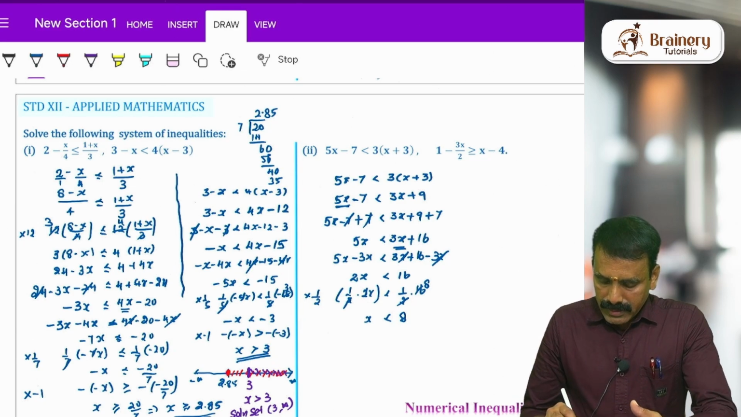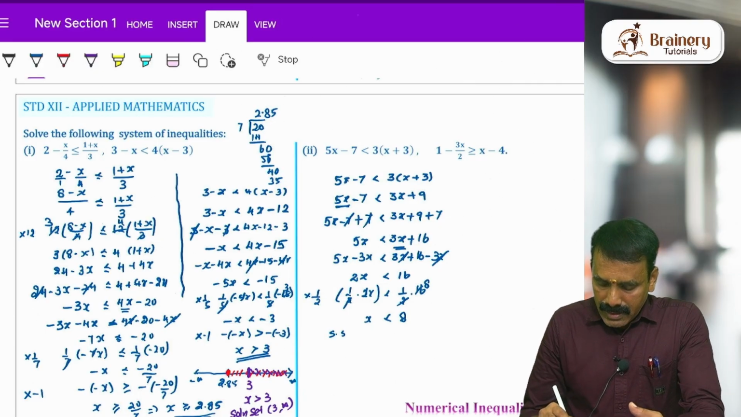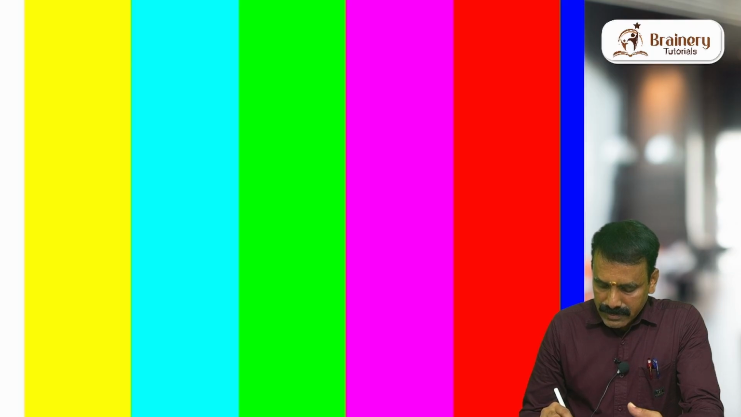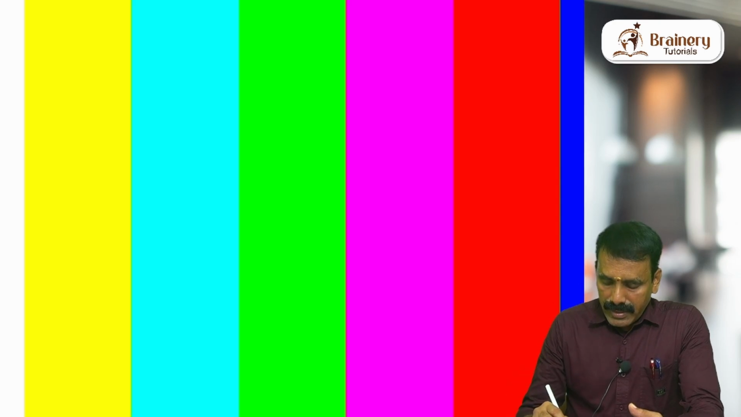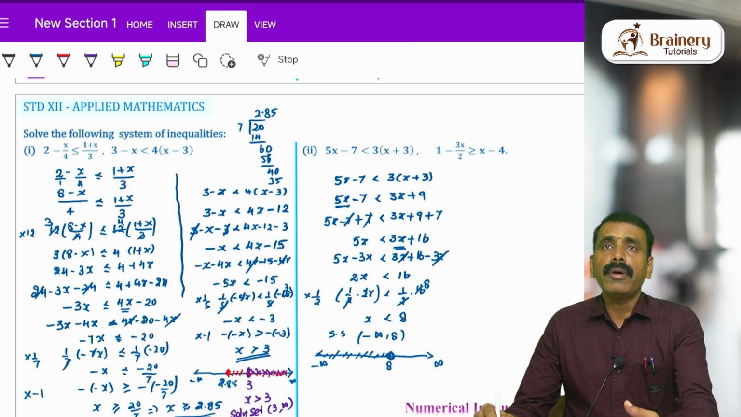So the solution set for this one will be any real number which is less than 8. Any real number which is less than 8 is nothing but minus infinity to 8. If you draw the real number line, it is minus infinity to plus infinity. We have 8 somewhere here, and any number which is less than 8. So this is the solution set. Is 8 included or excluded? In this case, because it is a strict inequality, we exclude 8. So we draw a circle at the point 8.